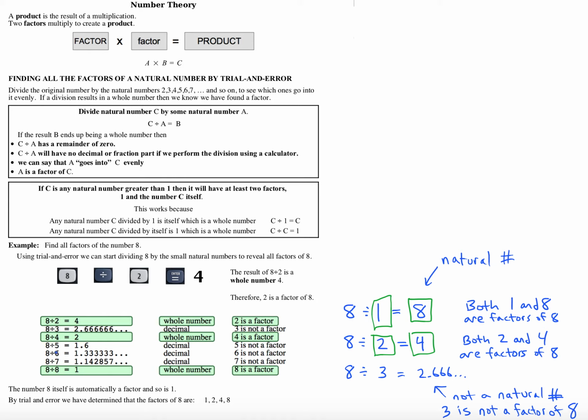Okay, as you can see over here in the chart that I've already written out, the factors of 8 are 2, 4, and 8. And of course, 1 is actually a factor of any number. So the factors are 1, 2, 4, and 8.